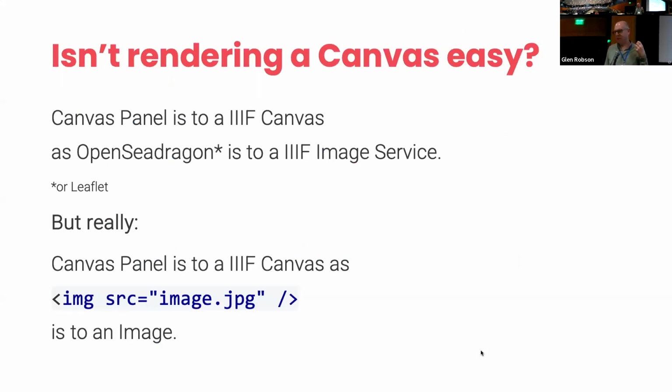We've got OpenSeadragon and Leaflet, don't they do that? In some ways, Canvas Panel is to a IIIF canvas as OpenSeadragon is to an image service, or Leaflet is to an image service. But really, it's more like an image tag. It's like an HTML tag that you can just point at a canvas and it will render it no matter what's on it.